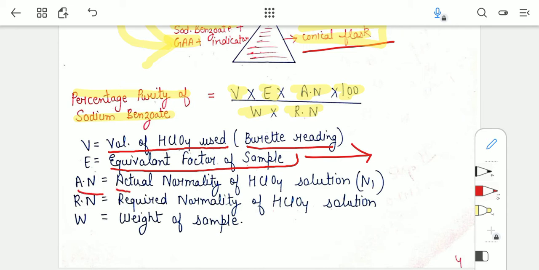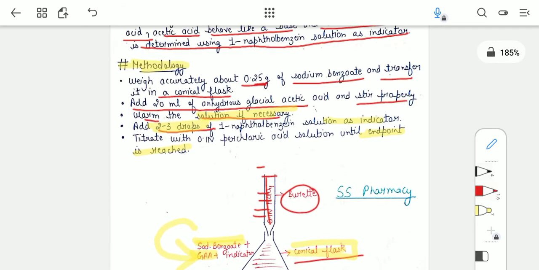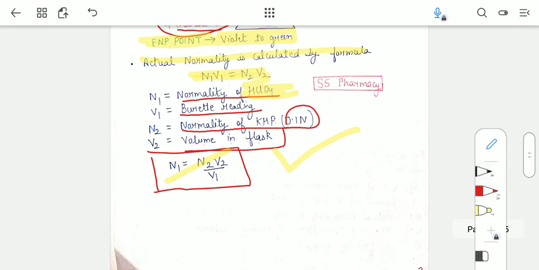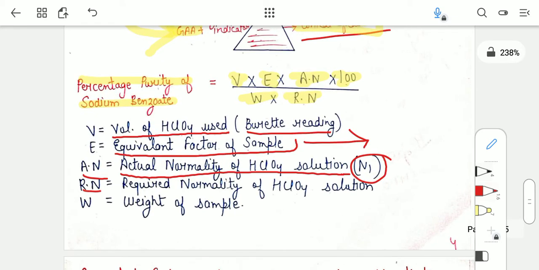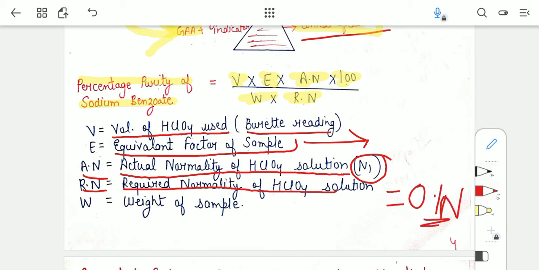An is the actual normality of perchloric acid solution, which is N1. This N1 we have already calculated in our previous step. I will show that to you again. In step 2 we have calculated our N1. This is the actual normality of perchloric acid, and then Rn is the required normality of perchloric acid. Required means how much normality we want, and we wanted 0.1. This is the required normality.